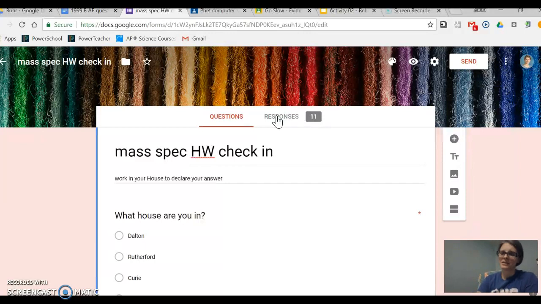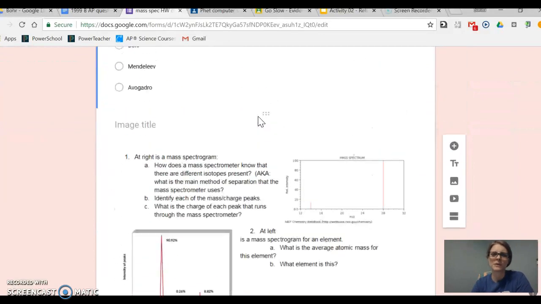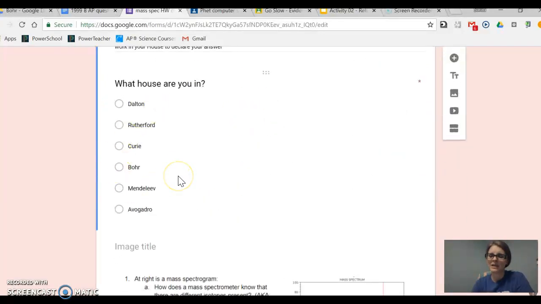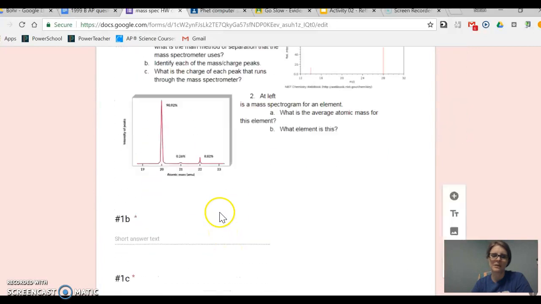And one thing I did do a little bit different is here's my homework check. They did mass spec practice problems on their own at home, right here, and then I had them work in their groups. These are their houses. I'm gamifying AP Chem this year, so these are the different houses that they could be a part of, and in their house they came up with the answers, and they sent in the answers.